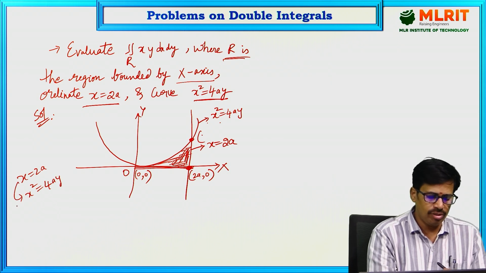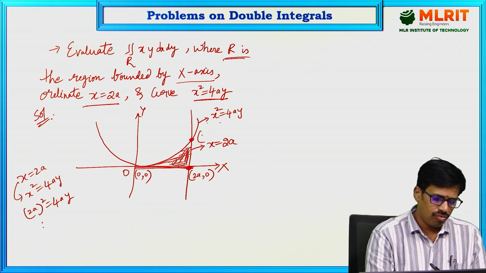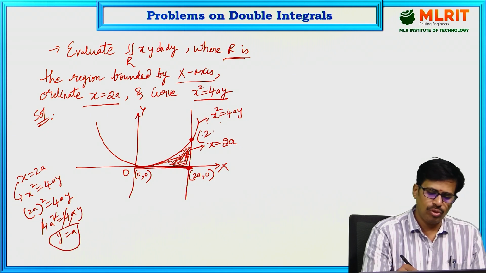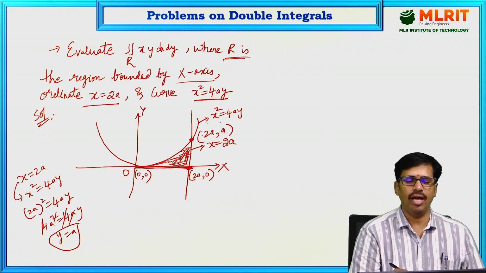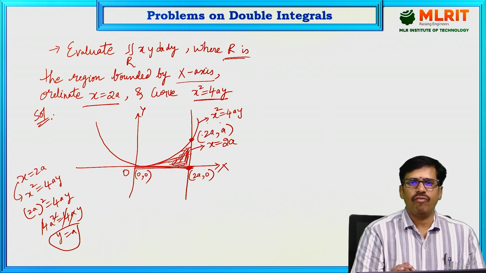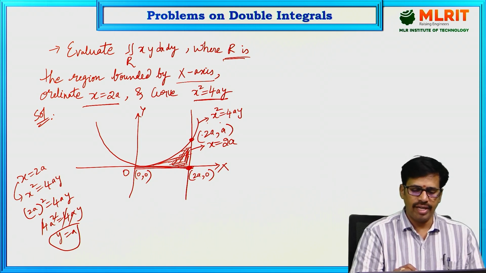So x equal to 2a is one line and x square equal to 4ay is another one. So substitute this here. So 2a whole square is equal to 4ay. So 4a square equal to 4ay. So 4 cancel, 1a get cancel, y is equal to a. So here x is 2a, y equal to a. So we got the point of intersection of the line and the parabola. Identifying the region of integration is done, and identifying the limits for x and y is done.